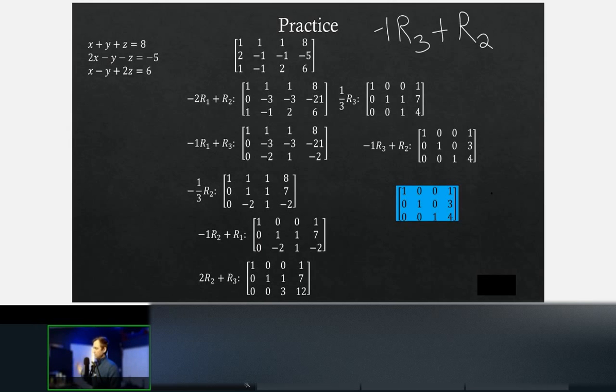Now, in the ordered triplet form, what is the solution to our system? Because on your TGA, I want to see it in this form and also in the ordered triplet form, also known as coordinate form, I guess. Yeah. 1, 3, and 4. Hopefully I typed it right. 1, 3, and 4. Yep.